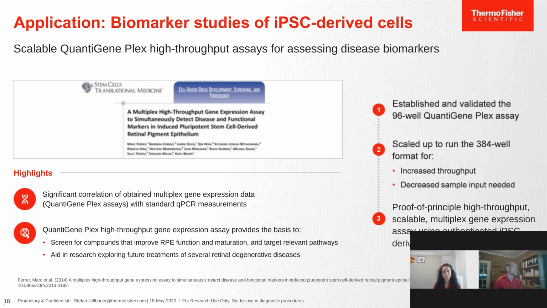The authors found a significant correlation of the multiplex gene expression data from those QuantiGene Plex assays with the standard qPCR measurements, and then they concluded that this high throughput assay provides really the basis for their compound screen to study the retinal pigment epithelium function and maturation, and in exploring future treatments for several retinal degenerative diseases that are out there. So these high throughput studies obviously generate a vast amount of data that needs to be analyzed.